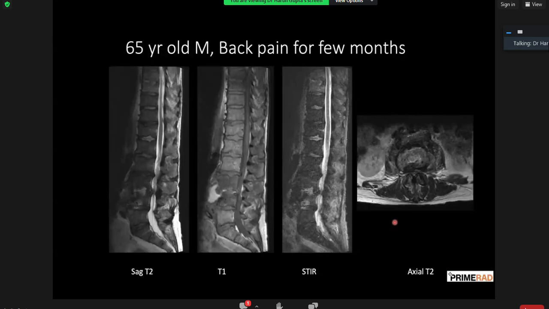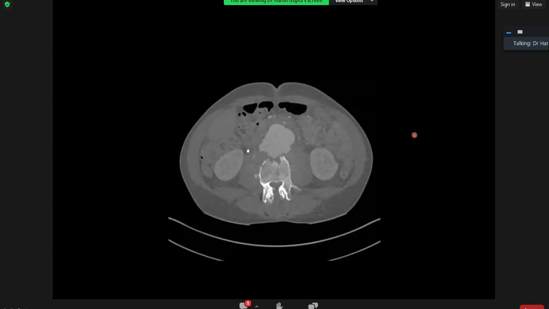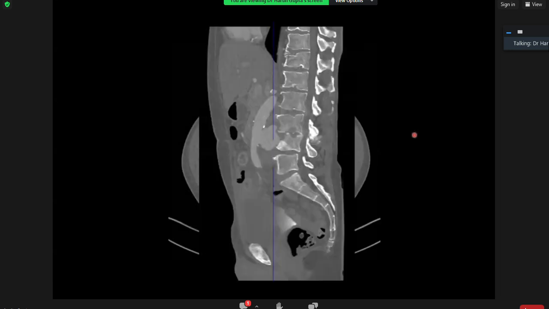Now this one, 65-year-old with back pain, we can clearly see there is abscess, there is spondylodiscitis, but along with that, we cannot see the outer margins very clearly. So we get the patient back for CT scan, and CT scan shows a large mycotic aneurysm. The infection from the spine has gone to the aorta.